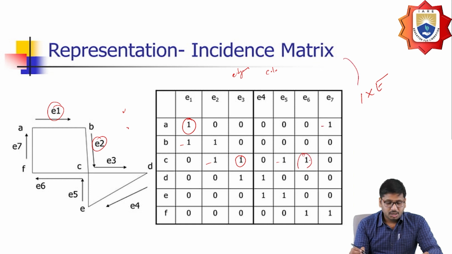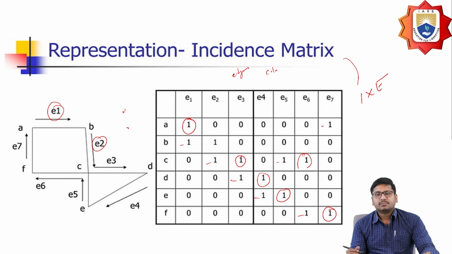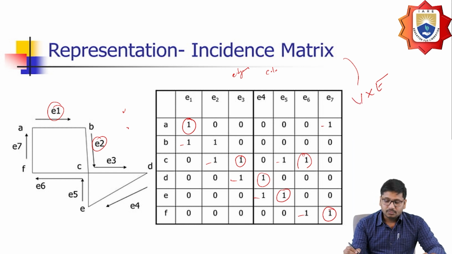And similarly for D, E3 should be incoming and D4 leaving, and E4 means that for E, one edge is incoming and another is leaving. And for F, it should be E7 leaving and E6 incoming. So like this I'm going to represent the incidence matrix of the directed graph.